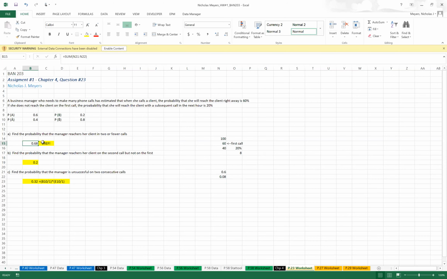Okay. So find the probability that the manager reaches her client on the second call, but not on the first call. So let's, again, separate it out. Let's do the 100 people, okay? So she reaches 60 on the first call. 40 is the remaining. There you go. She reaches 20%.